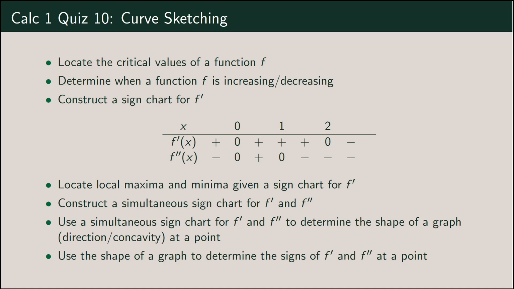Construct a simultaneous sign chart for f prime and f double prime. This one's interesting because constructing a sign chart for f prime is a strict subgoal of this one. I try to avoid this, but it's inevitable in some circumstances. And then converting back and forth between a sign chart and the shape of a graph. Again, this was a single goal of being able to sketch a function broken up into 2 parts. And then I broke apart translating in one direction and translating in the other direction into 2 separate goals as well.